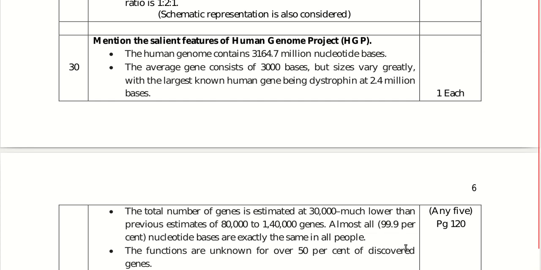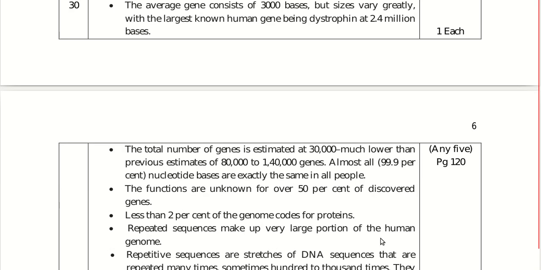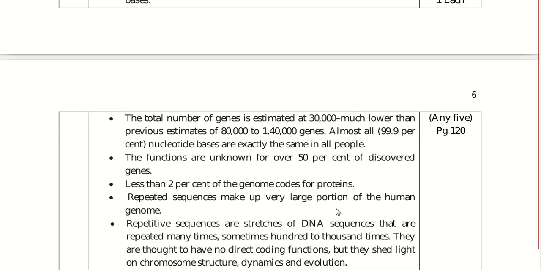The functions are unknown for over 50% of discovered genes. Less than 2% of the genome codes for proteins. Repeated sequences make up a very large portion of the human genome. Repeated sequences are stretches of DNA sequences that are repeated many times, sometimes 100 to 1000 times. They are thought to have no direct coding function, but they shed light on the structure of chromosome dynamics and evolution.